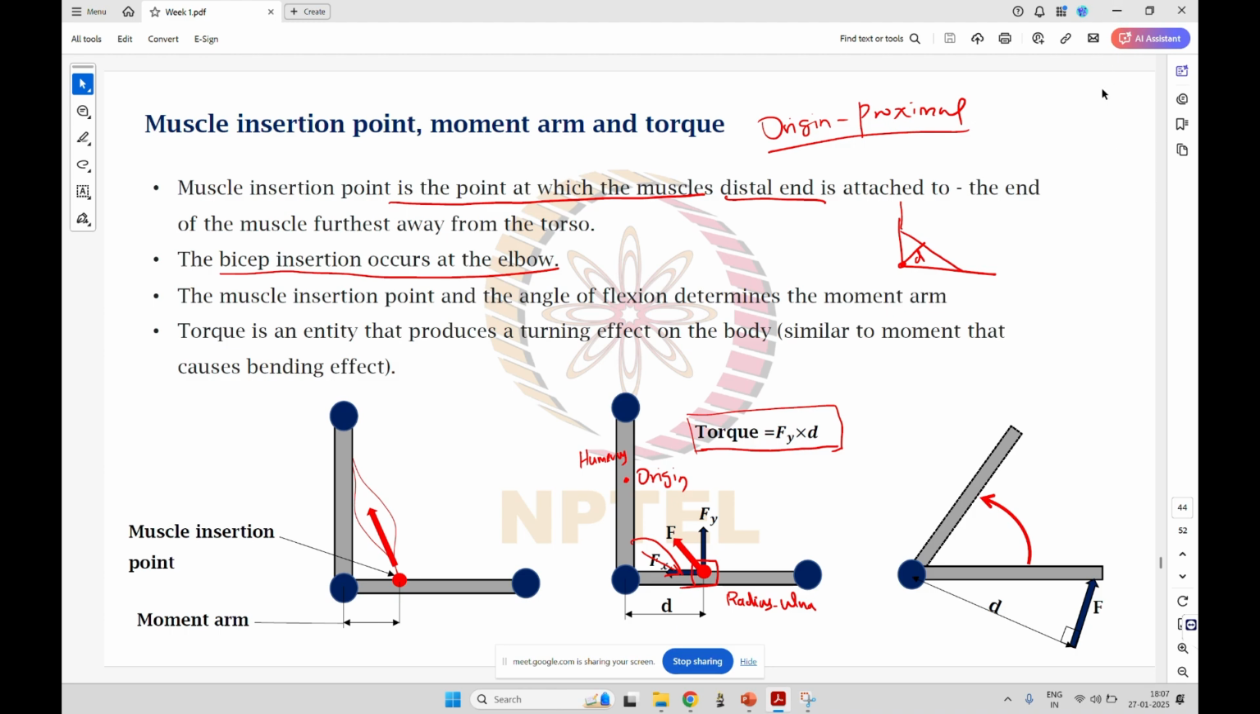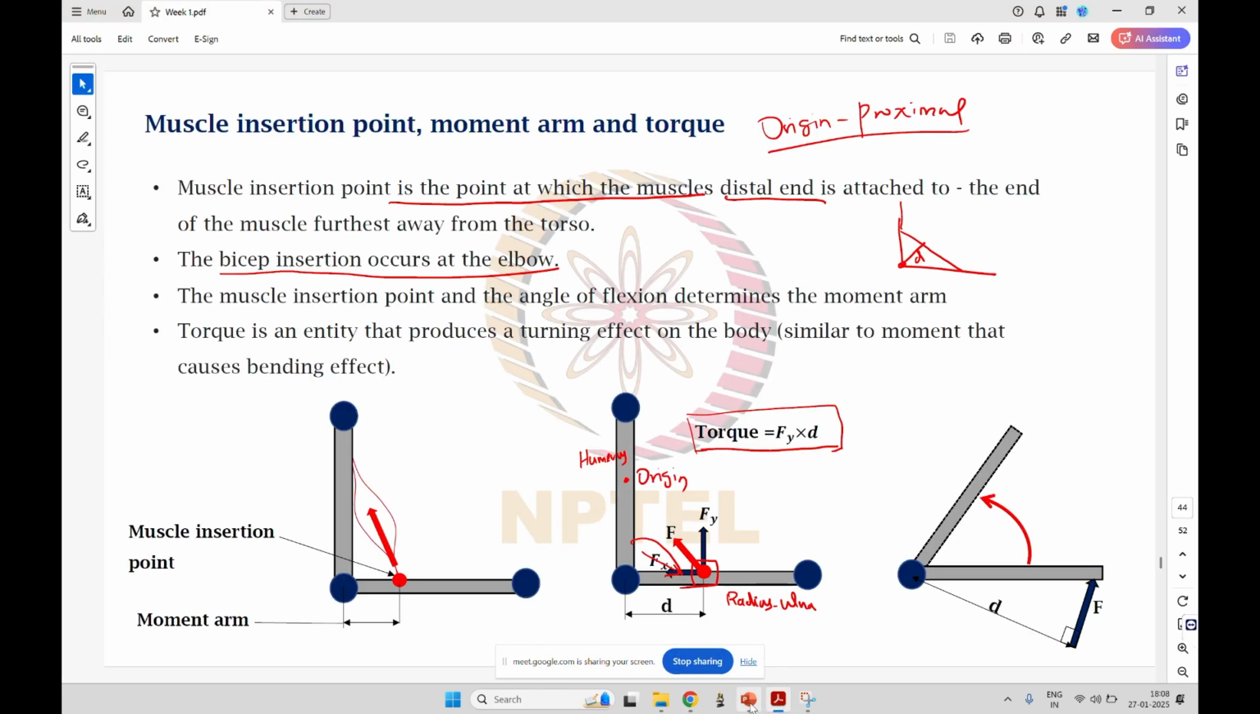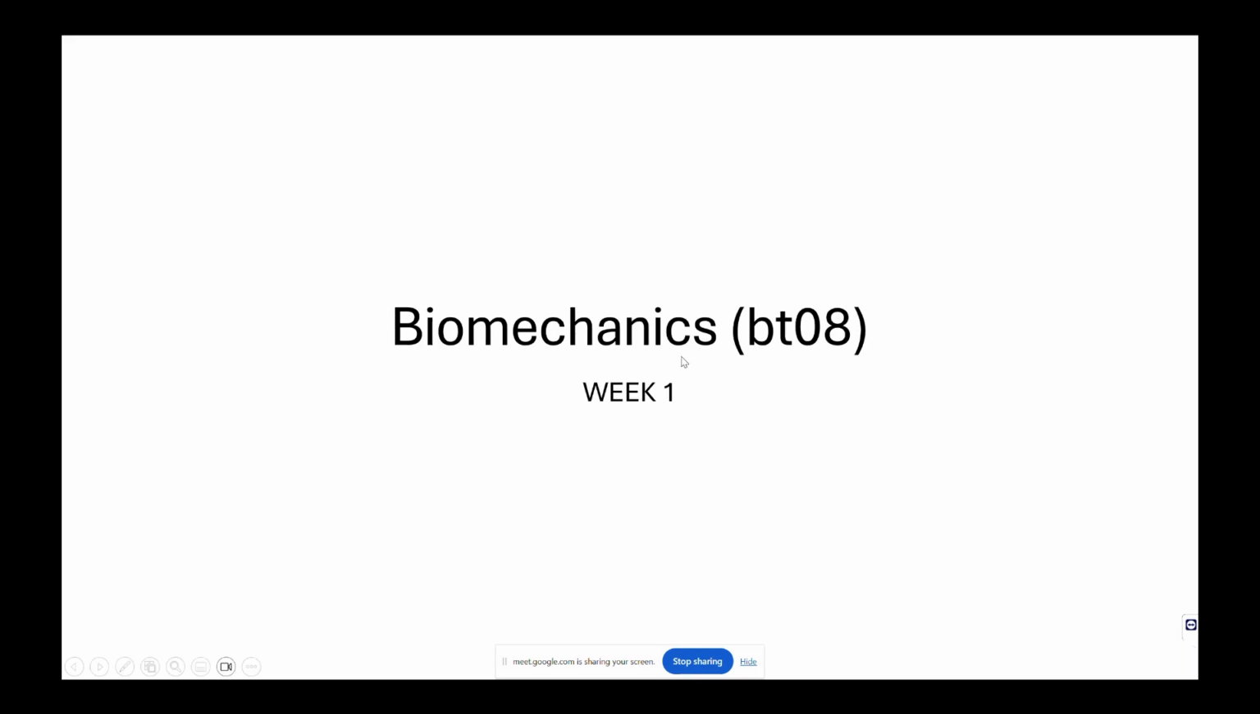Any other doubts? No? Okay. I will just share the older assignment questions once. Can you guys see the slides? Yes, we can.